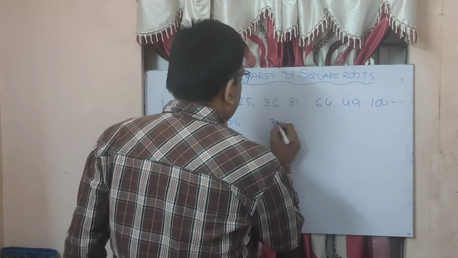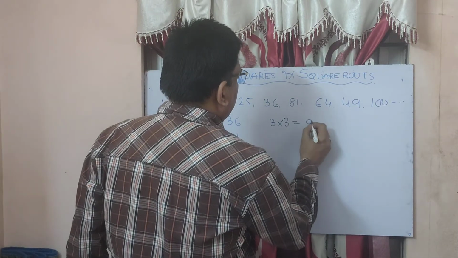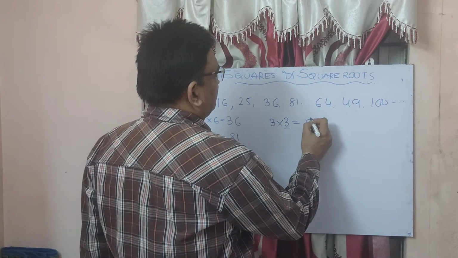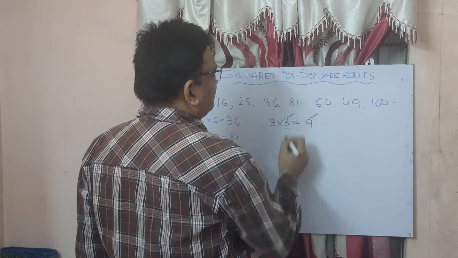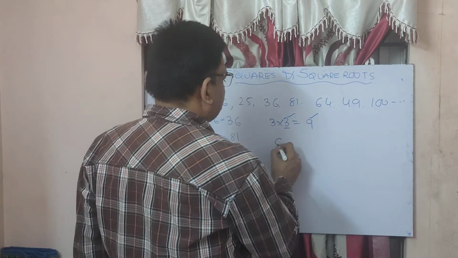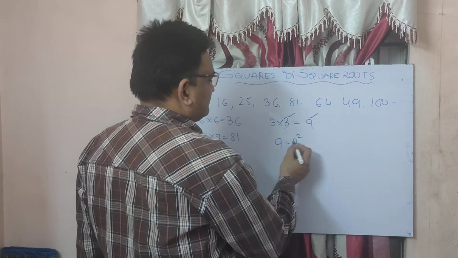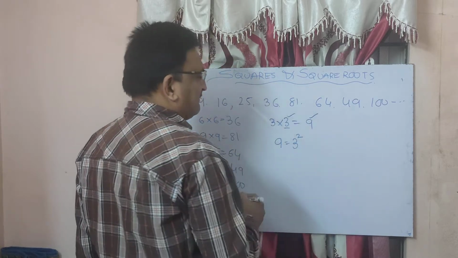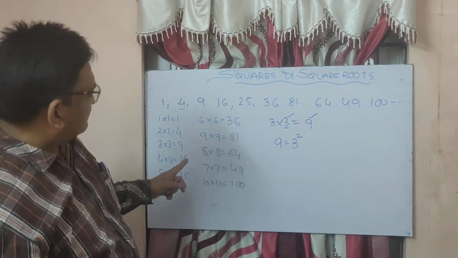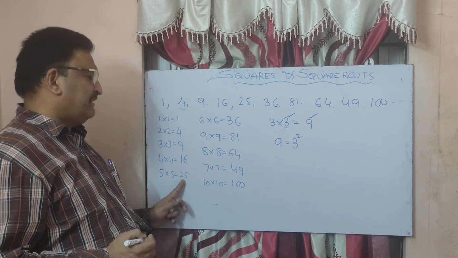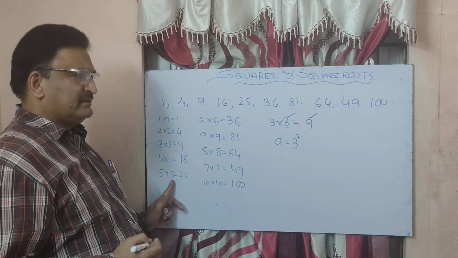Here you can write 3 into 3 is equal to 9. So you can say 9 is the square of 3. 3 square is 9. In the same way, 16 is the square of 4, and 25 is the square of 5.